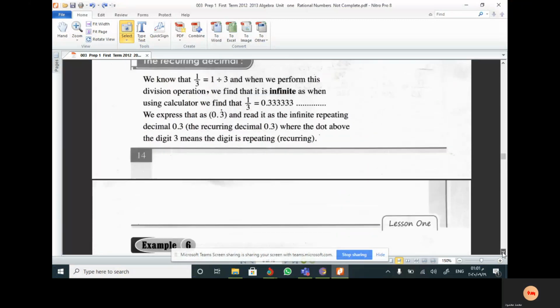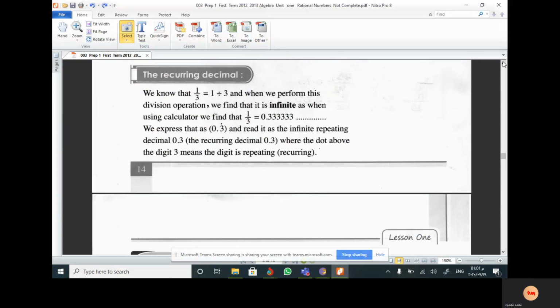Recurring decimal. You know some fractions like one third, if you want to change it into a decimal, you will get an infinite number of decimal places. One third will be 0.3333 and so on without end. You can write it as 0.3 and put a dot over the 3. It means the 3 repeats. It is named a recurring decimal or repeating decimal.